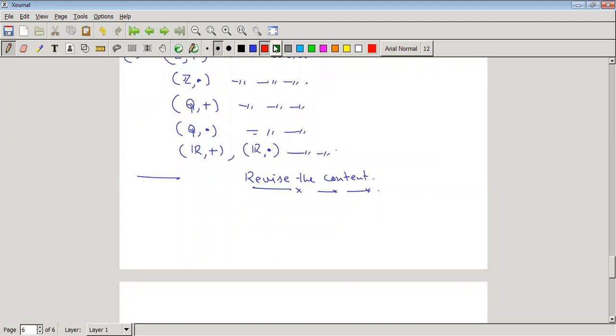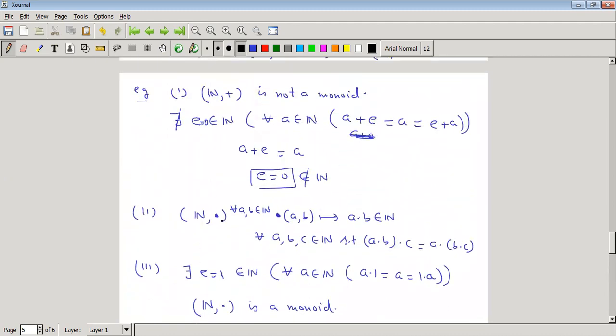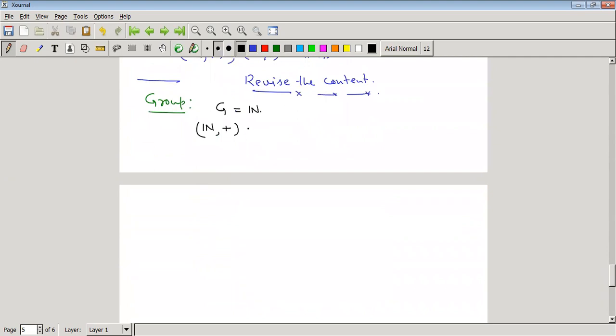Now the next definition is group. We have already discussed group. Now let G be the set of natural numbers. So N under addition, because it is not a monoid, N under addition is not a group because it does not satisfy the second axiom. So it is not a group.